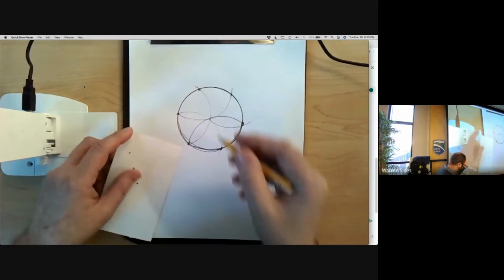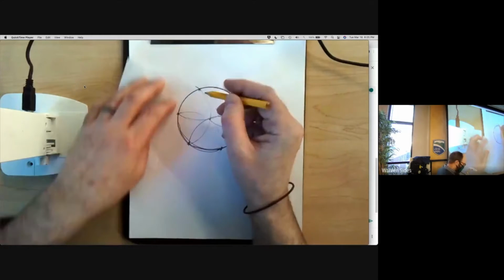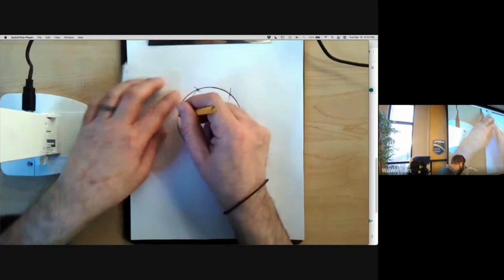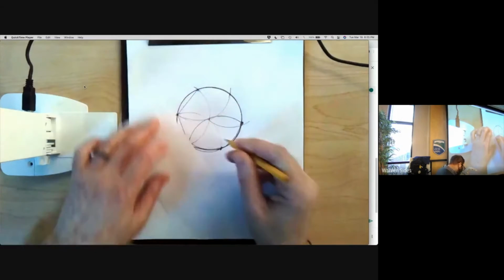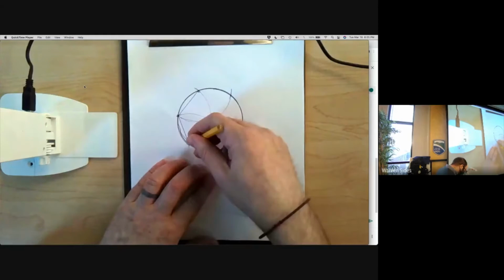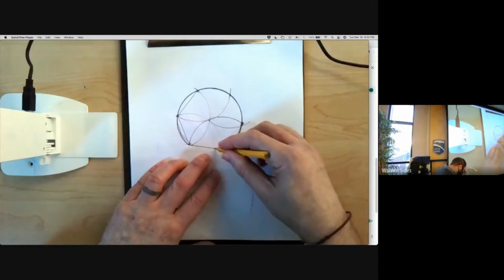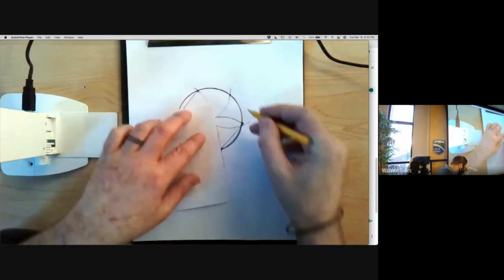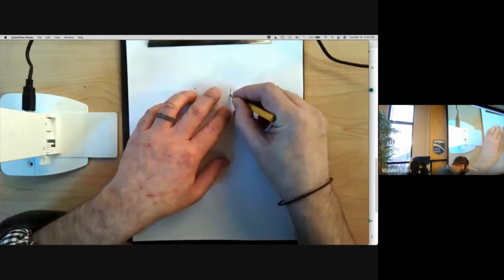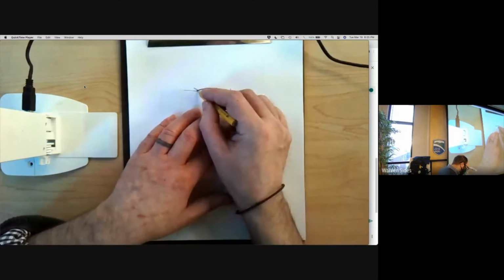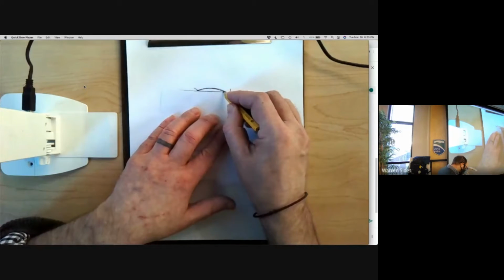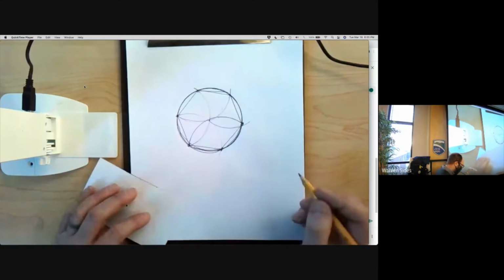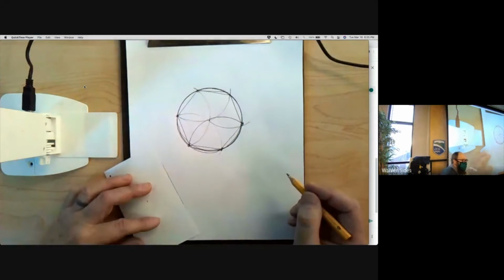All right, I'm going to connect my dots to make a hexagon. Hexagon has 1, 2, 3. I can do this. 4, 5. You guessed it, 6. Oh, that was awful. Okay, that's the best of my ability to make a hexagon.